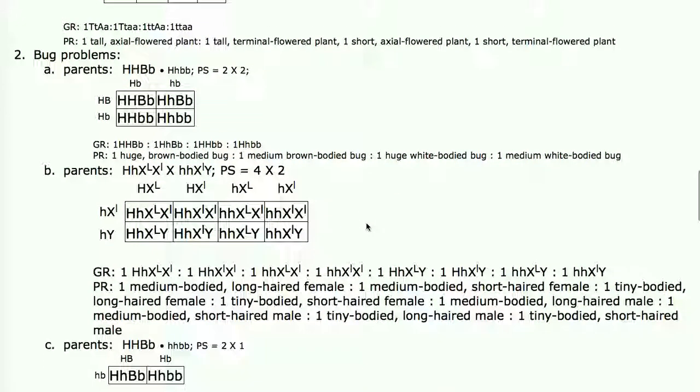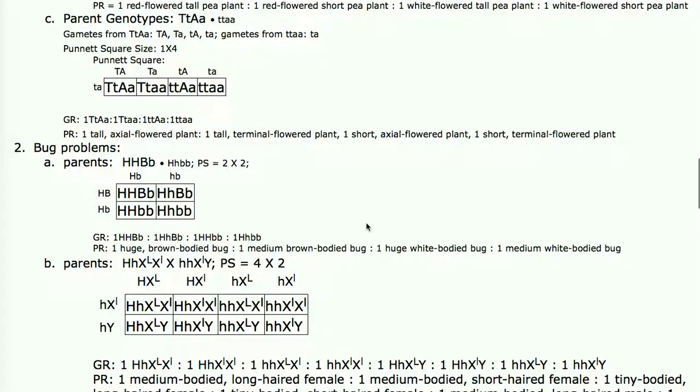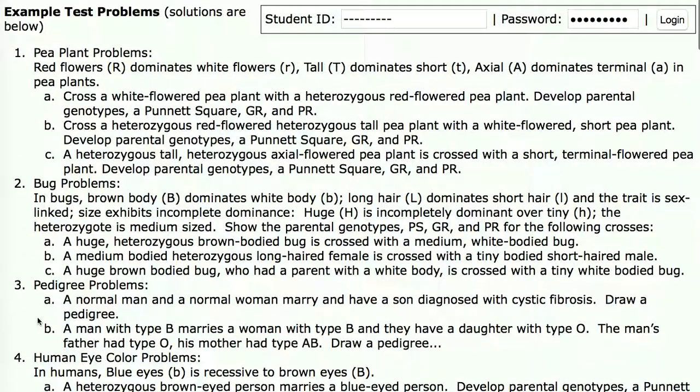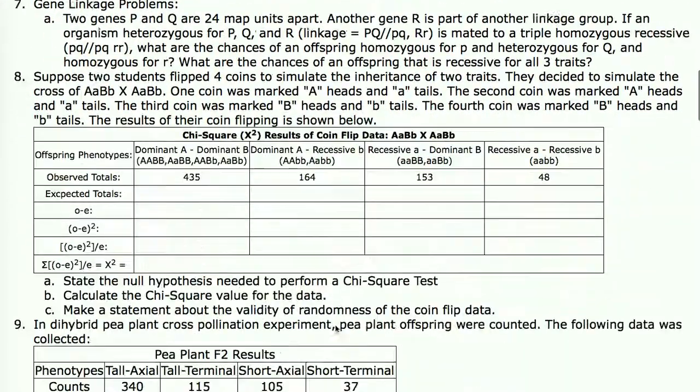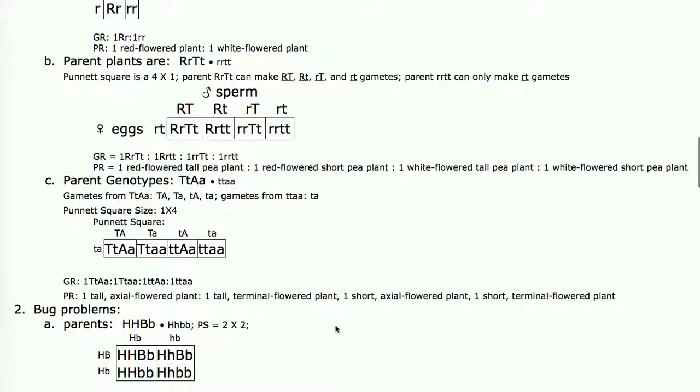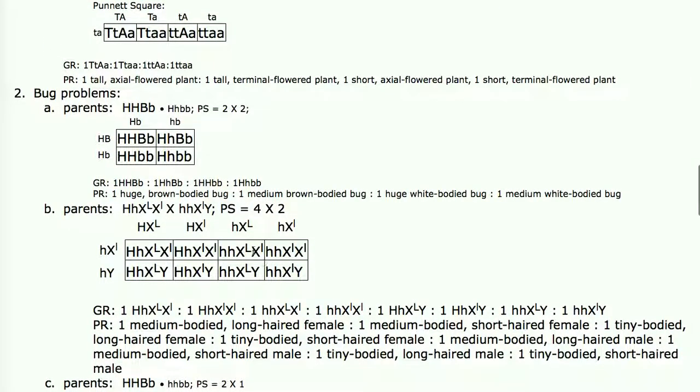Now the second problem is a little more complicated, and it's a bigger Punnett square. In letter B, it's got a medium-bodied, heterozygous, long-haired female. Now that means she can make 4 different gametes. You'll see in a minute. It's crossed with a tiny-bodied, short-haired male. So let's scroll down. So here's the tiny-bodied, short-haired male. Notice that it's X little l, Y. There's no letter on the Y.